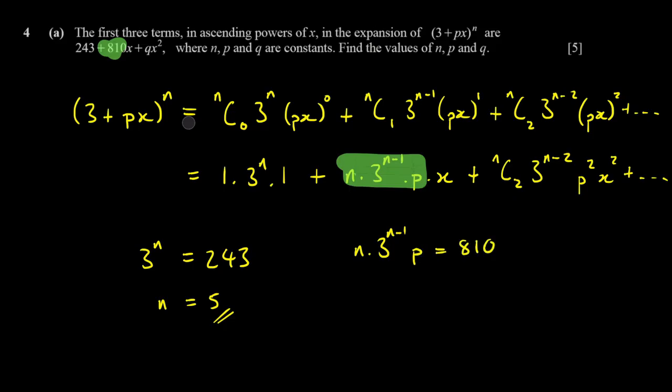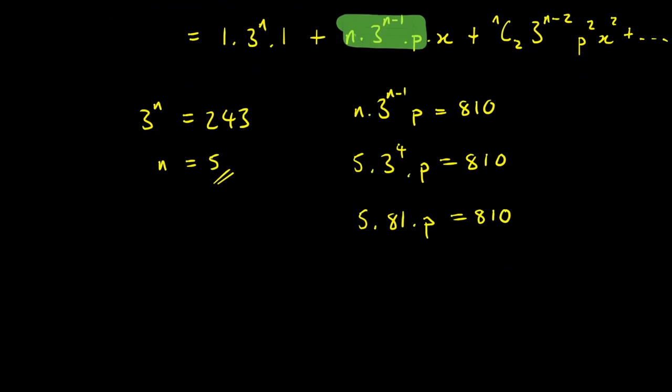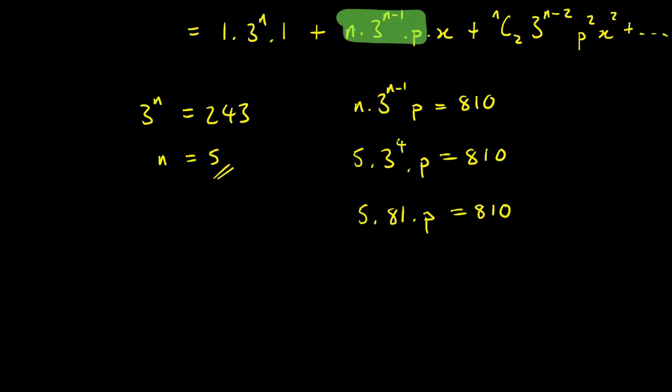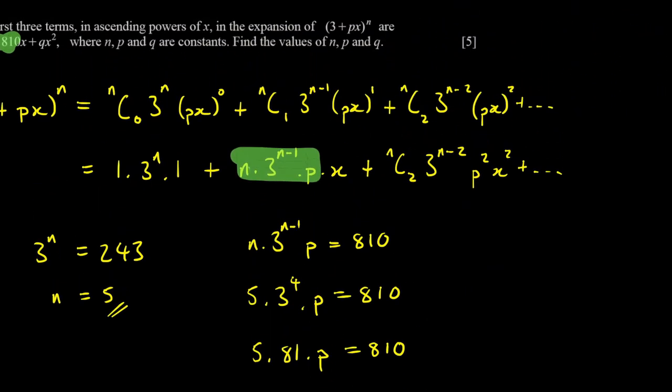Well, we know that n is 5. So we've got 5 times 3 to the power of 5 minus 1, which is 4, times p is equal to 810. And 3 to the power of 4 is 81, because it's 3 squared squared. So we've got 5 times 81 times p is equal to 810. And 810 divided by 81 is going to be 10. So 5p is equal to 10, and that means that p is going to be equal to 2. So that's that.